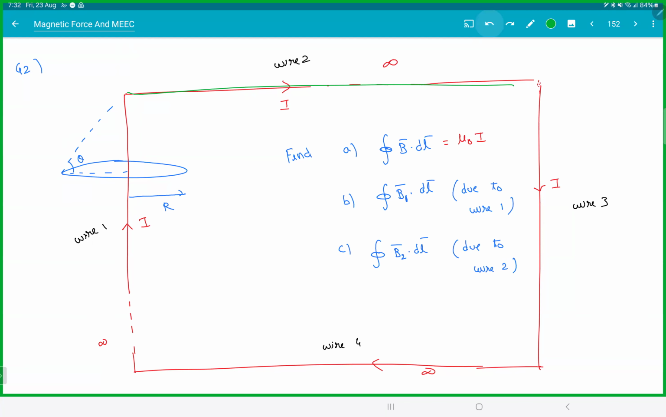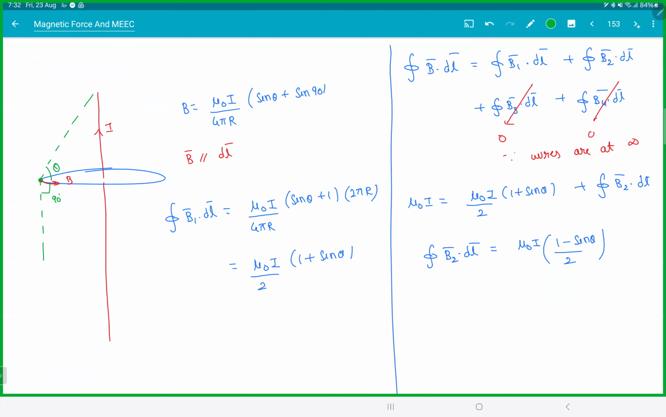You have to use Ampere's law for the full. And then you say 3 and 4 are 0. And then 1 you can calculate and subtract. So there we used both Biot-Savart's law and Ampere's law as a combination. Is this clear, everyone? Clear? Next thing.